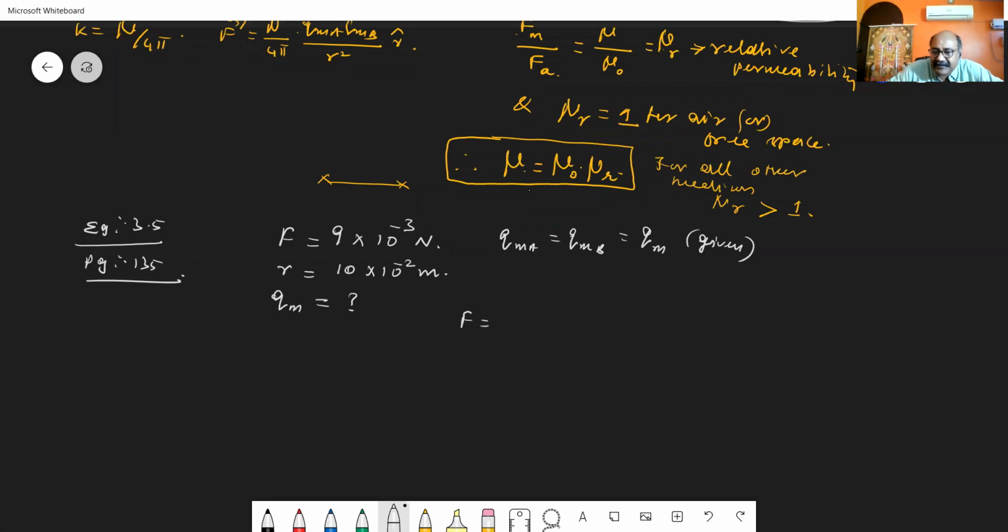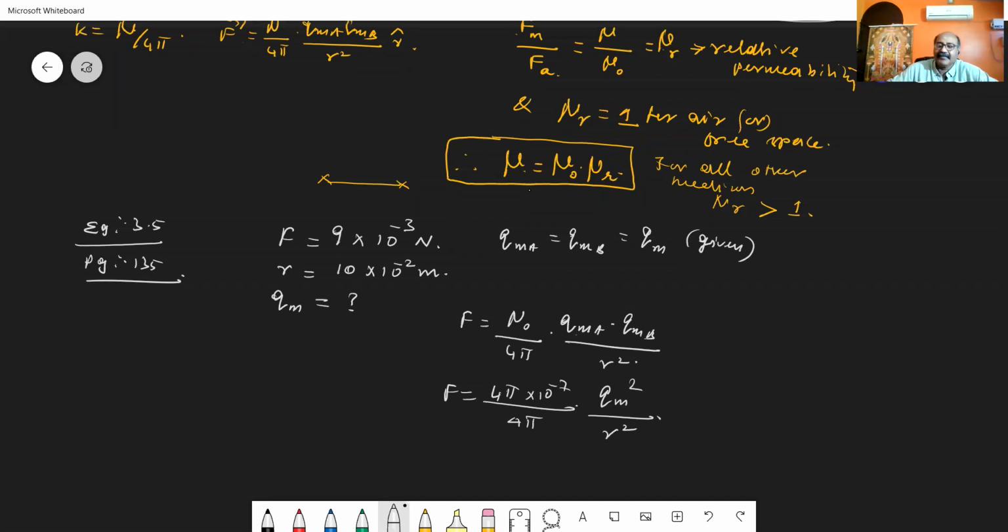As you know, force F is equal to mu 0 divided by 4 pi into QMA into QMB divided by R square. This is the general formula. Now you substitute. Mu 0 is 4 pi into 10 to the power of minus 7 divided by 4 pi into. Here QM equal. So I can write QM square divided by R square.